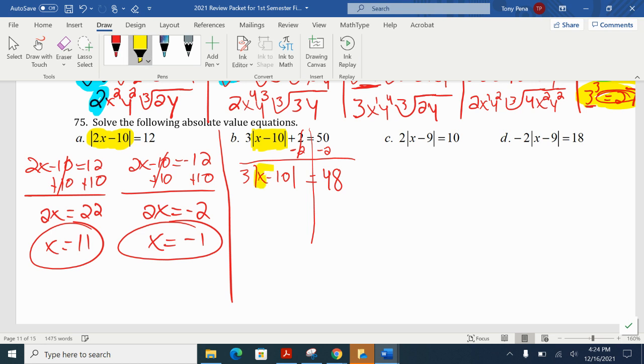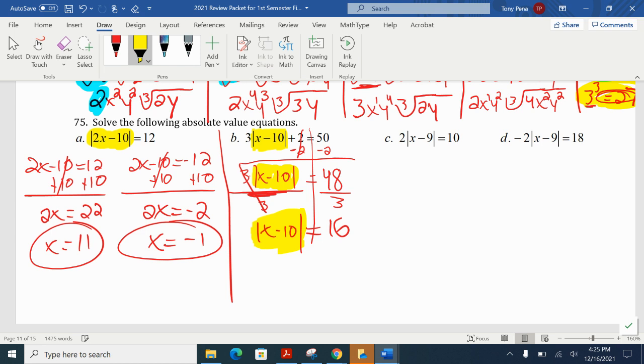But if you look at what we're trying to isolate, we still don't have this by itself because of that 3. So to get rid of that 3, since this is a product, we undo products through division. So I'm going to divide by 3 to both sides. These will cancel. And that now equals 16. So at this next step, if you now notice, we finally have our absolute value bars all by themselves.